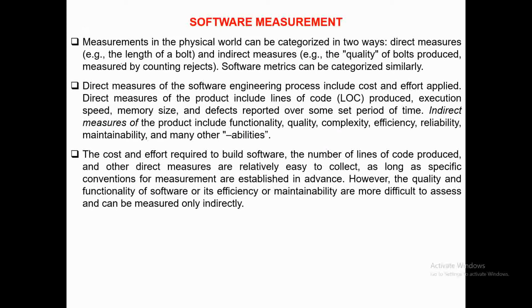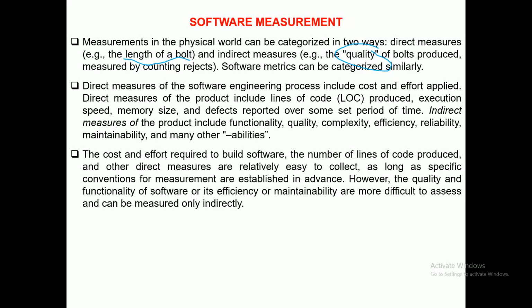A direct measure includes the length of a bolt. Bolt means some kind of screw, so you can identify the length of a bolt. It's a direct measure. An indirect measure means the quality of bolts. A direct measure gives a quantitative answer. If I ask what is the length of a screw, you will say 1 centimeter, 2 centimeter, 5 centimeter. So its length is universal, it's a direct measure.